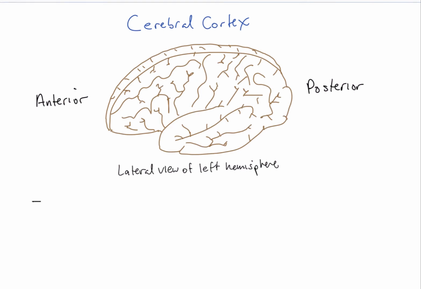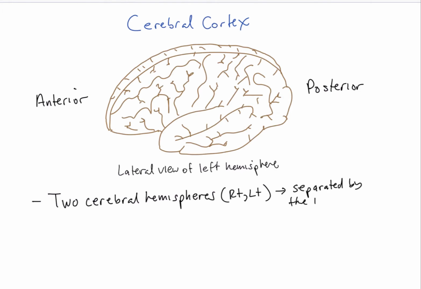So now we're going to talk about the cerebral cortex. First, we have two cerebral hemispheres, a right and left, separated by an interhemispheric fissure, shown here, that separates the two hemispheres. Notice that we're looking at the left hemisphere from the side. We call it the lateral view.